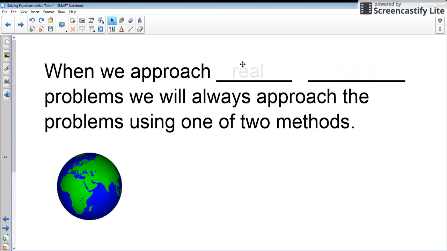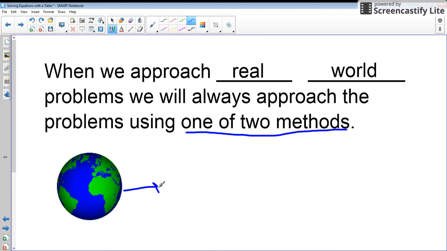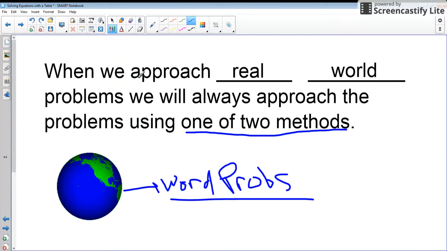Now, when we approach real world problems, we'll always approach them using one of two methods. By the way, we have another name for these: word problems. Well, don't look at them as word problems because real world just sounds so much cooler anyways.